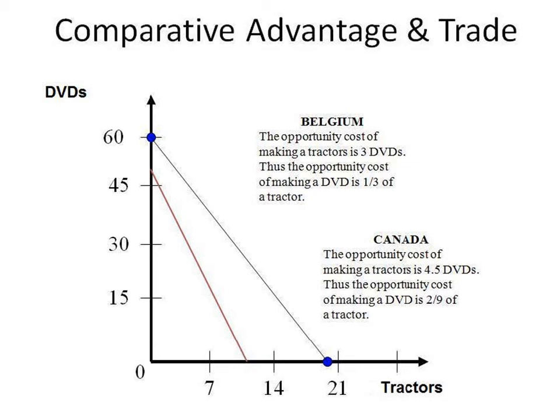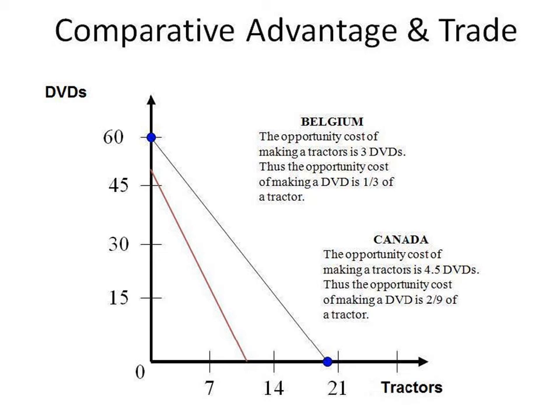Likewise, we notice that Belgium has the absolute advantage of producing tractors, 20 per month versus 10. We already calculated this, but let's revisit it. Belgium has the comparative advantage in making tractors. Why? They have a lower domestic opportunity cost than Canada. The opportunity cost of making a tractor in Belgium is 3 DVDs. The opportunity cost of making a tractor in Canada is 4.5 DVDs. Again, the graph shows this as the Belgian production of tractors seriously outpaces the Canadian potential production of tractors.